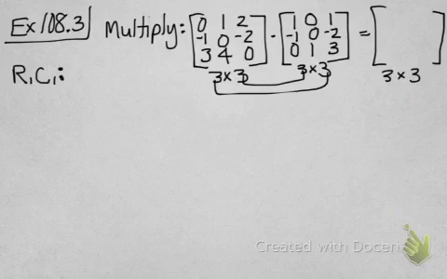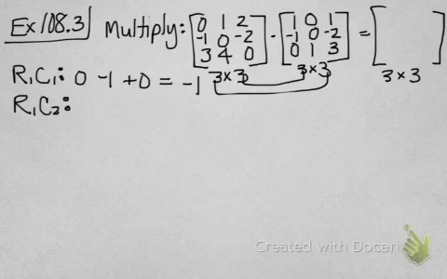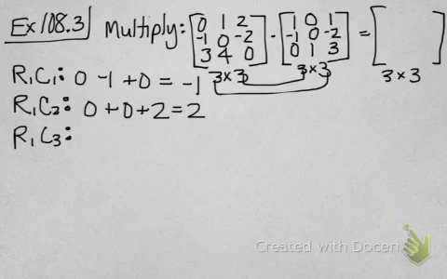Row 1, column 1. So row 1 is 0, 1, and 2. And we're going to match it up with column 1, which is 1, negative 1, and 0. So we have 0 times 1, 1 times negative 1, and 2 times 0. So 0 minus 1 plus 0 gives us negative 1. Row 1, column 2, we have 0 times 0, 1 times 0, and 2 times 1. So the answer is 2. Row 1, column 3 is 0 times 1, 1 times negative 2, and 2 times 3. So we get 4.